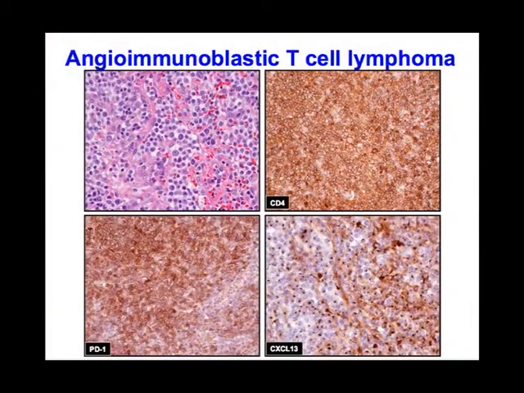In fact, there is a clue that you're dealing with this disease when you do PCR and you have both a T cell and a B cell clone. That's a very good clue that this is what you're dealing with. Here again, some nice immuno. This is on a case I saw in the last couple of weeks, actually. CD4 positive and beautiful PD1 staining and CXCL13.